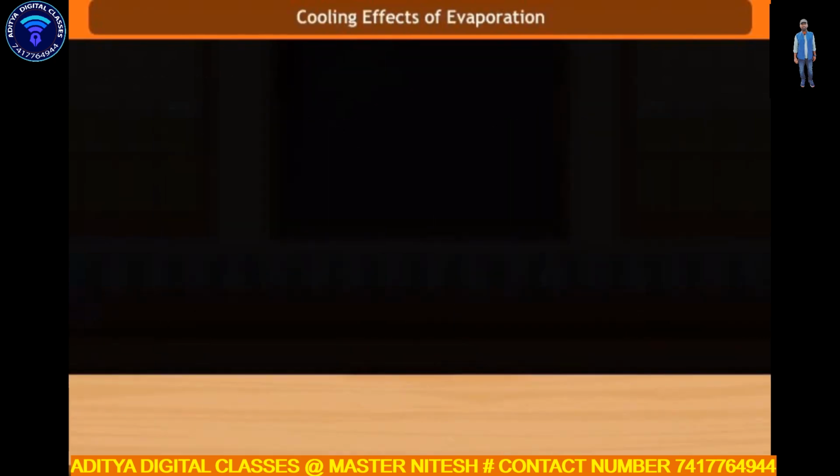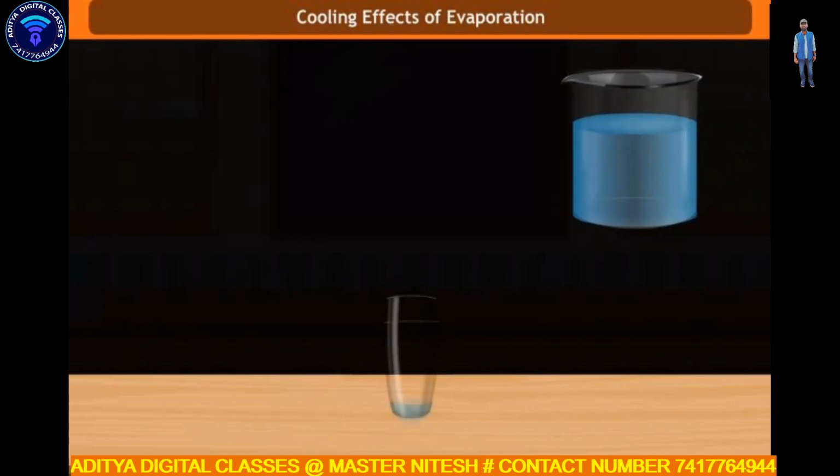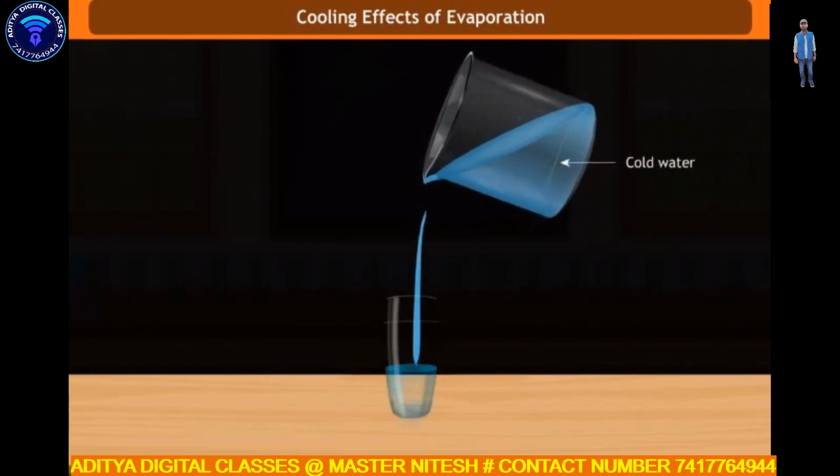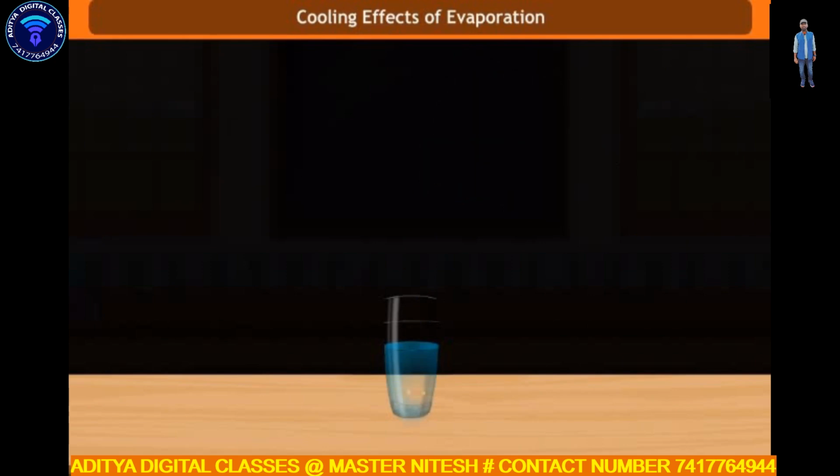Effects of evaporation. Take a glass and pour some cold water in it. What will you observe? You will observe small droplets on the surface of the glass. Where did they come from?